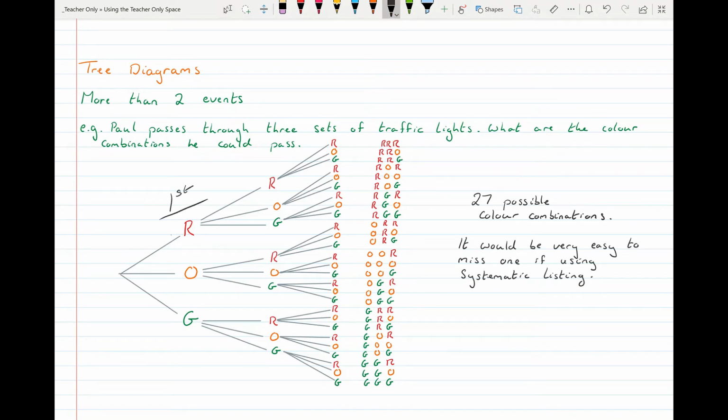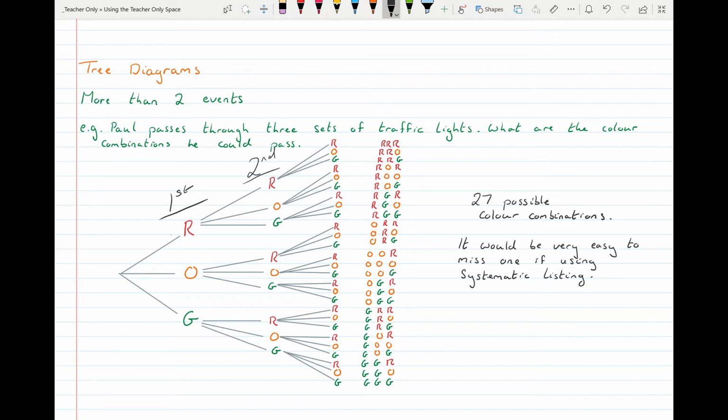Well, with the first set of traffic lights here, it could be red, it could be orange, or it could be green. Then we move on to the second set of traffic lights, and this is when it gets a little bit more complicated, because he could have come through red on the first set, and then he could have met red on the second set. Or he could have got red on the first set and orange on the second set, or red on the first set and green.